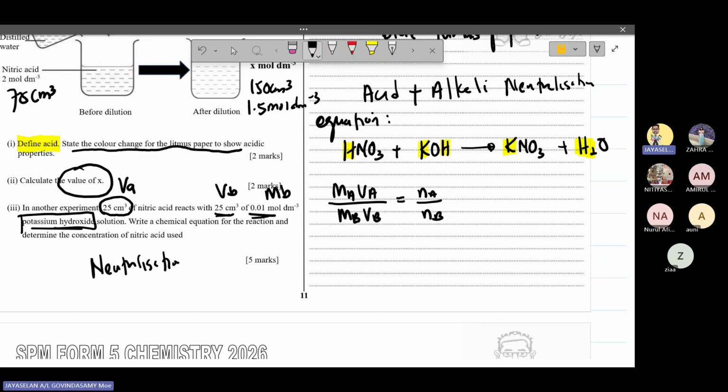Okay, now apply in the formula. What is the volume of acid? So here you put MA, I don't know, right? It's not given. Okay, what is the volume of acid? 25. Understand? Okay, divide. What is the molarity of alkali? 0.01. What is the volume of alkali? 25. Equal as? Okay, guys, how to find this?